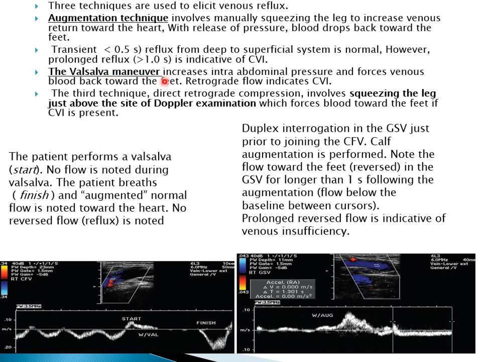We use the Valsalva maneuver, which increases intra-abdominal pressure and forces venous blood back toward the feet. Retrograde flow indicates chronic venous insufficiency. The third technique is direct retrograde compression by squeezing the leg just above the site of the Doppler examination, which forces blood toward the feet if chronic venous insufficiency is present. Here normally we see the venous flow. The patient is doing Valsalva and there is no flow.